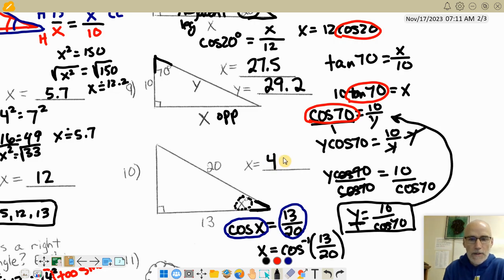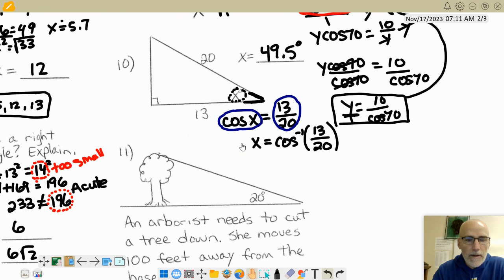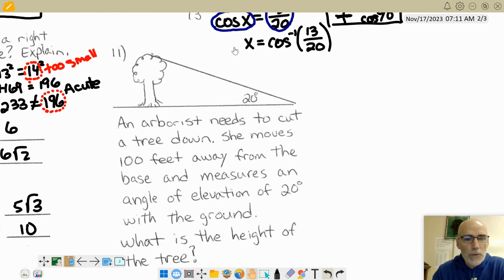Let's put some units on that thing. 49.5 degrees. I don't have units on anything else. I should have done that, like centimeters, meters, all that kind of jazz, except for number 11. 11 does have some units. It's supposed to be like a real world problem.